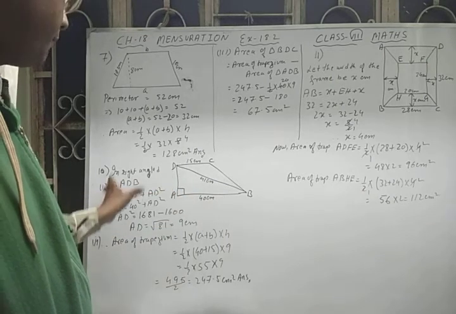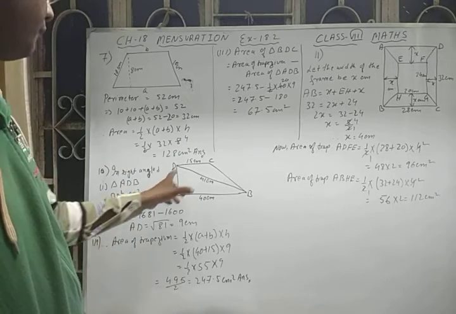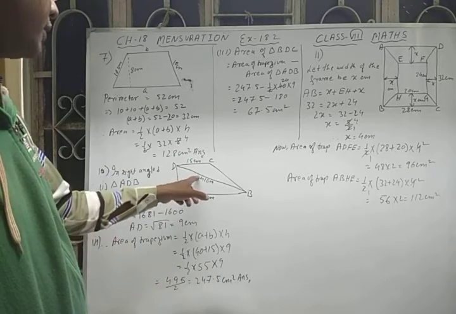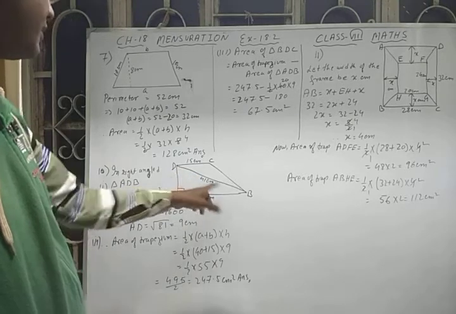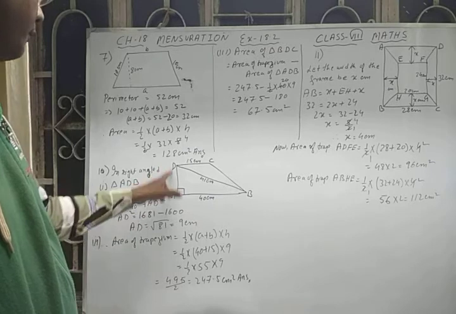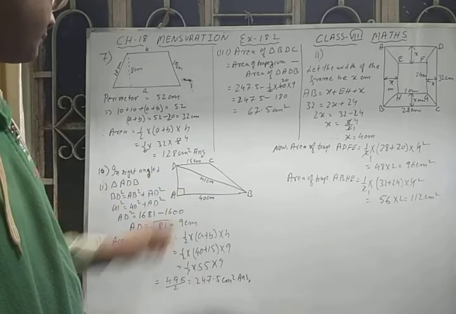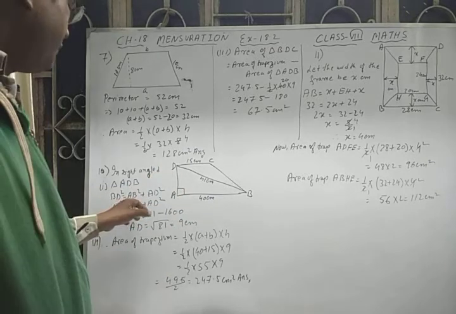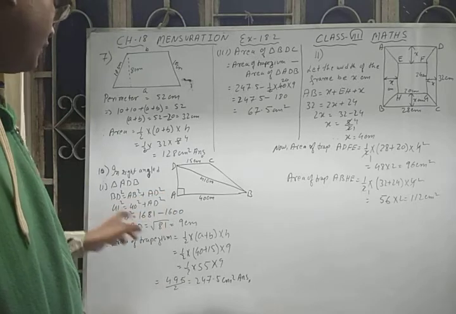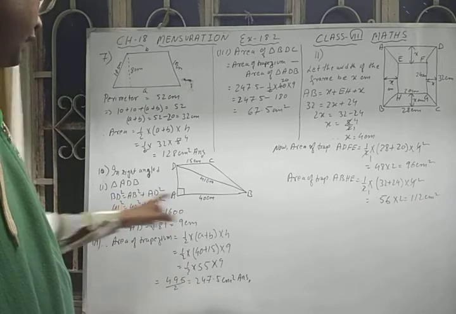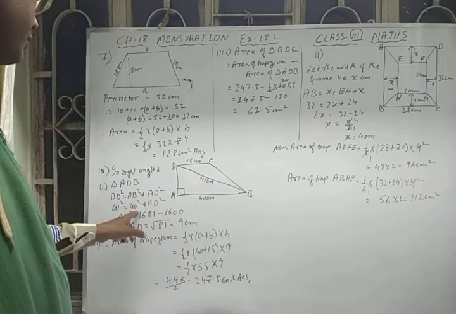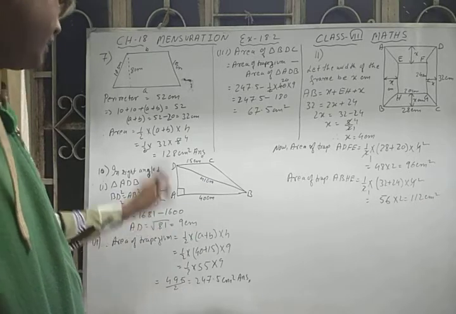So by using the Pythagoras theorem, we can write the side opposite to 90 degrees as the hypotenuse. So BD square is equal to base square plus perpendicular square, that is AB square plus AD square. BD is given 41, so write 41 square. AB is given 40, so write 40 square, and you have to find AD, so AD square.